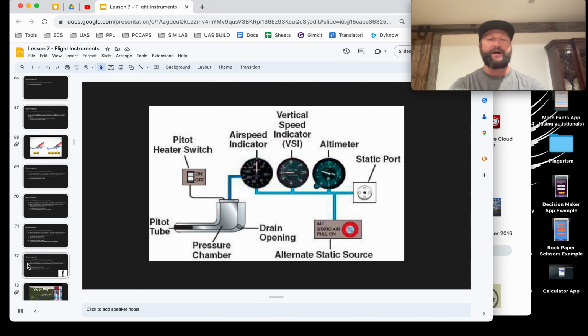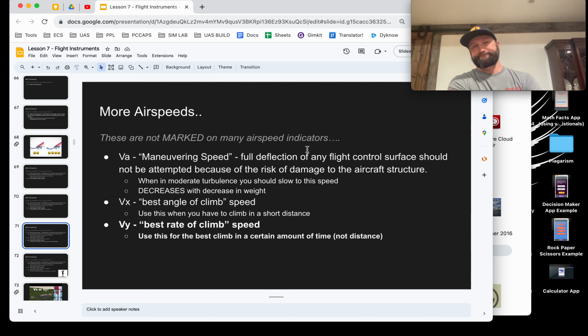So how am I going to remember these? Well, we'll watch a video in class about it. But to tell you really quickly about VX and VY, if you've got a runway and you've got a tree at the end of the runway and you're taking off and you want to clear that tree, you're probably going to use VX because you need to climb in a certain amount of distance. If you want to just climb over a certain amount of time, I'm going to climb for 30 minutes, I would use VY. And basically you just pitch full power and you use your pitch to make sure that airspeed indicator points right at that. In the Skyhawk, VY is like 72 knots and VX I think is like 65 or something. It depends on the model of Skyhawk. But that's the difference, about 7 knots.